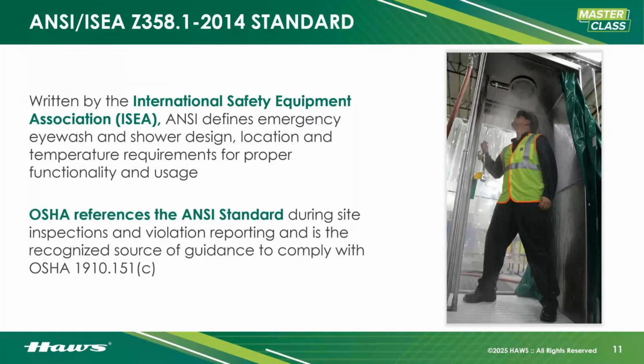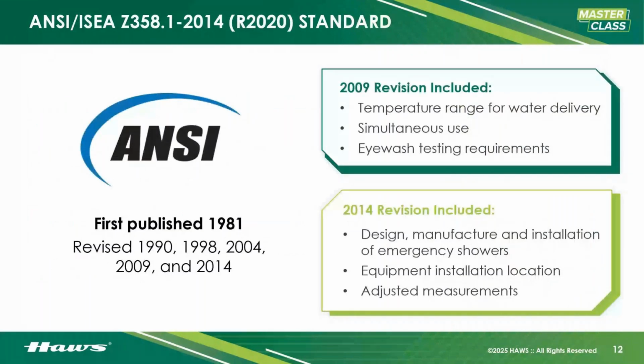Okay, the ISEA writes it. ANSI is the distribution for the standard. Now, OSHA references the ANSI standard during inspections and violation reporting. It is the recognized source for compliance to 1910.151(c). Very important. It was first published in 1981, revised in 1990, 1998, 2004, 2009, and 2014.